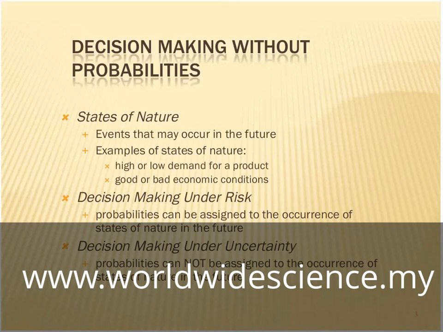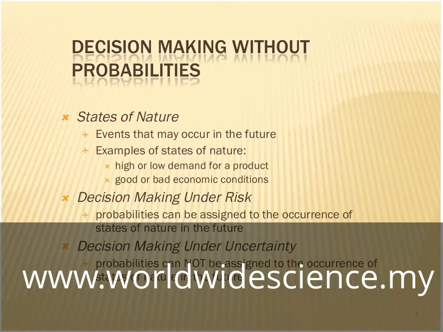So at first, you should determine a state of nature based on which factors you want to make the decision. It's very important. After that, if you want to make a decision on the risk, you must allocate a probability to each state of nature. But if you want to make a decision under uncertainty, the probability cannot be assigned to the occurrence of the state of nature in the future.